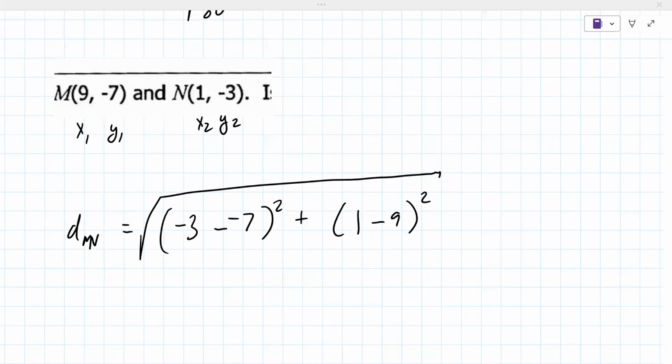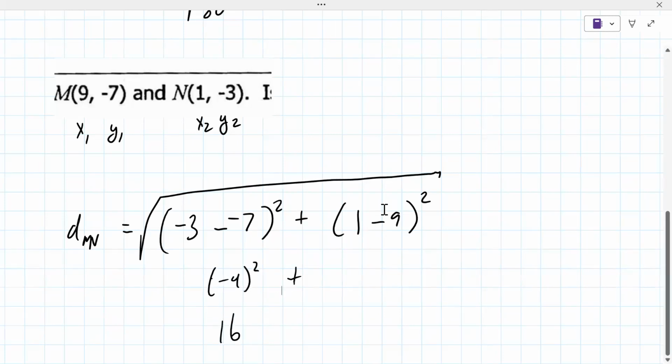And we got to just simplify this again. So the double negative here, what does that become? What's negative 3 minus negative 7? What does that become? It's negative 4, and squared it is 16.